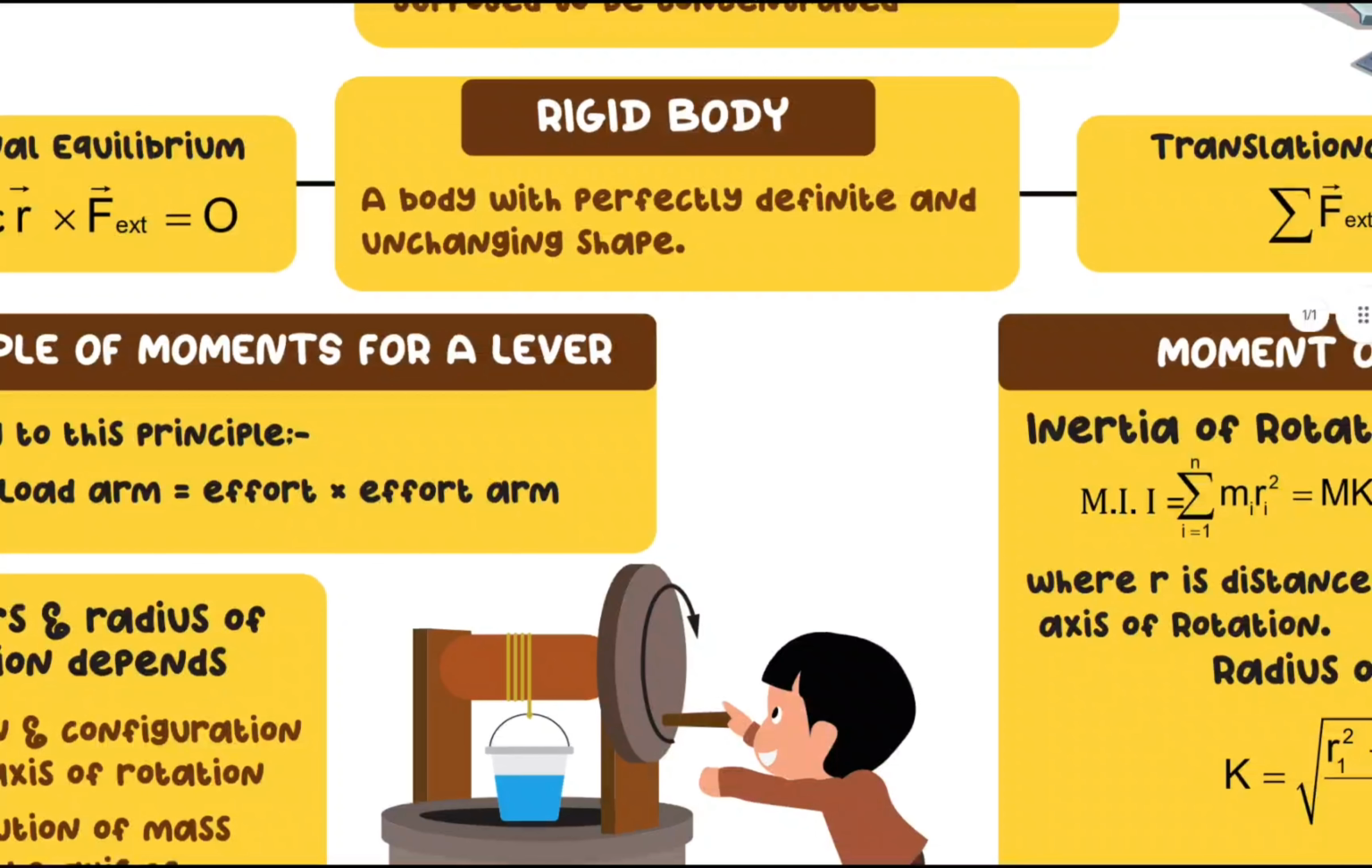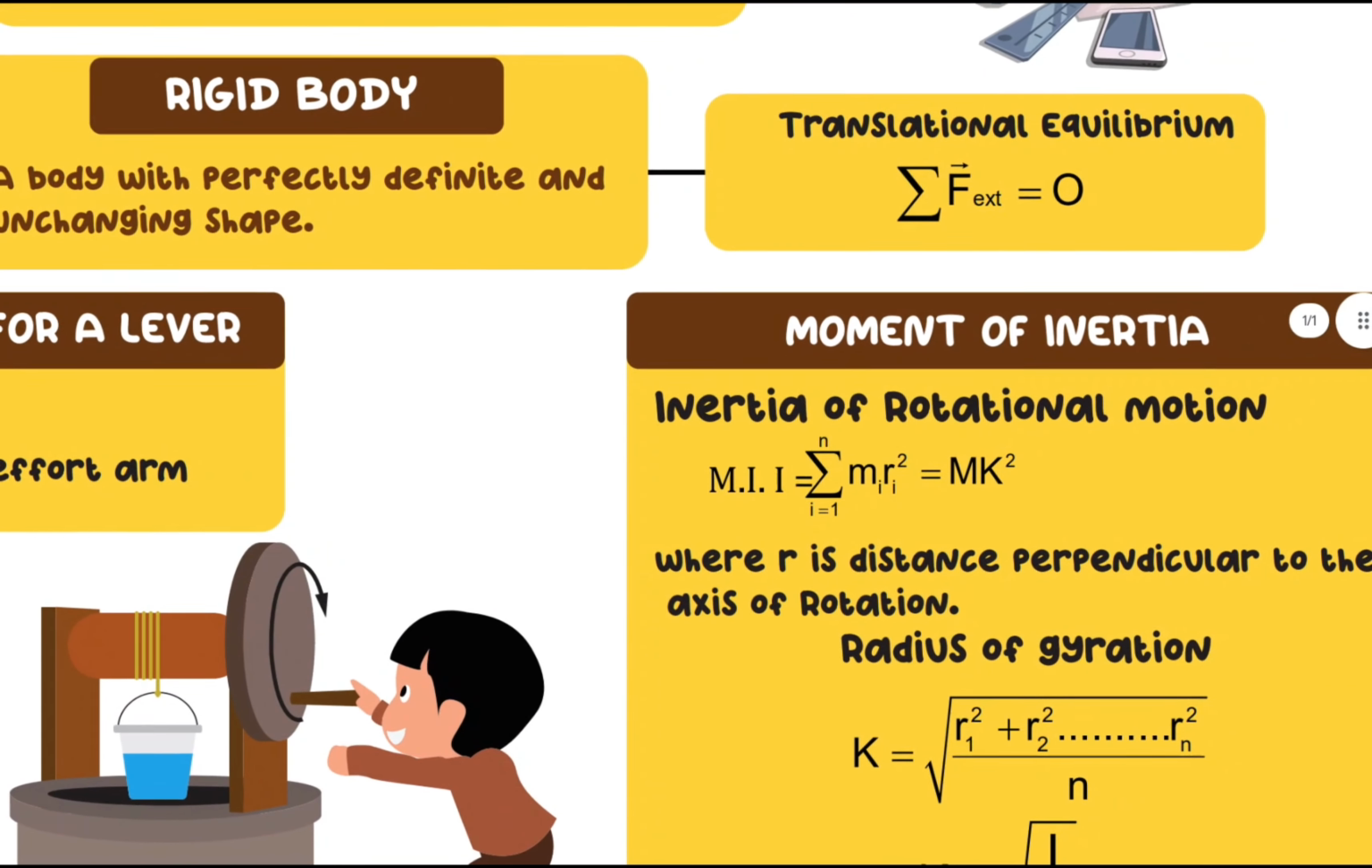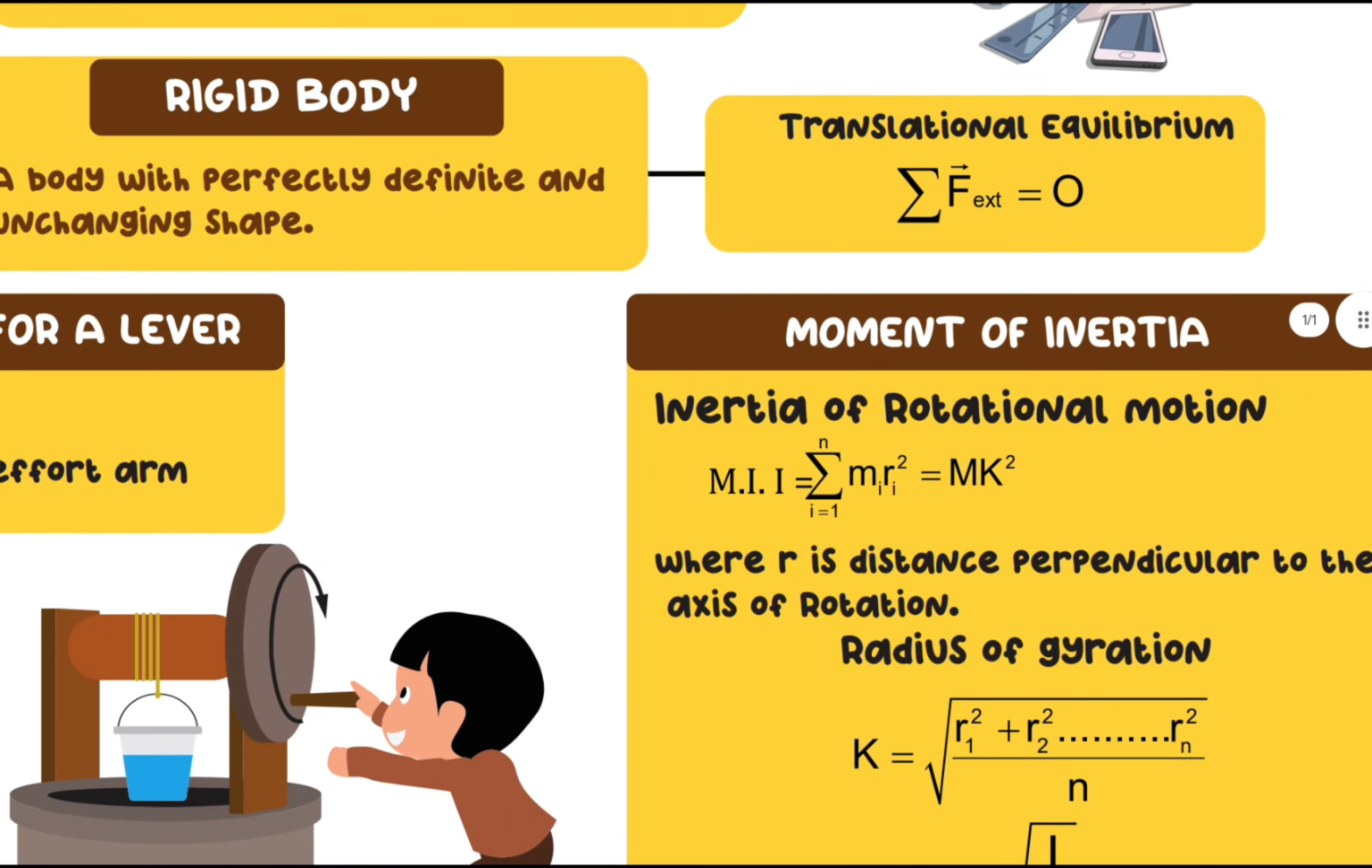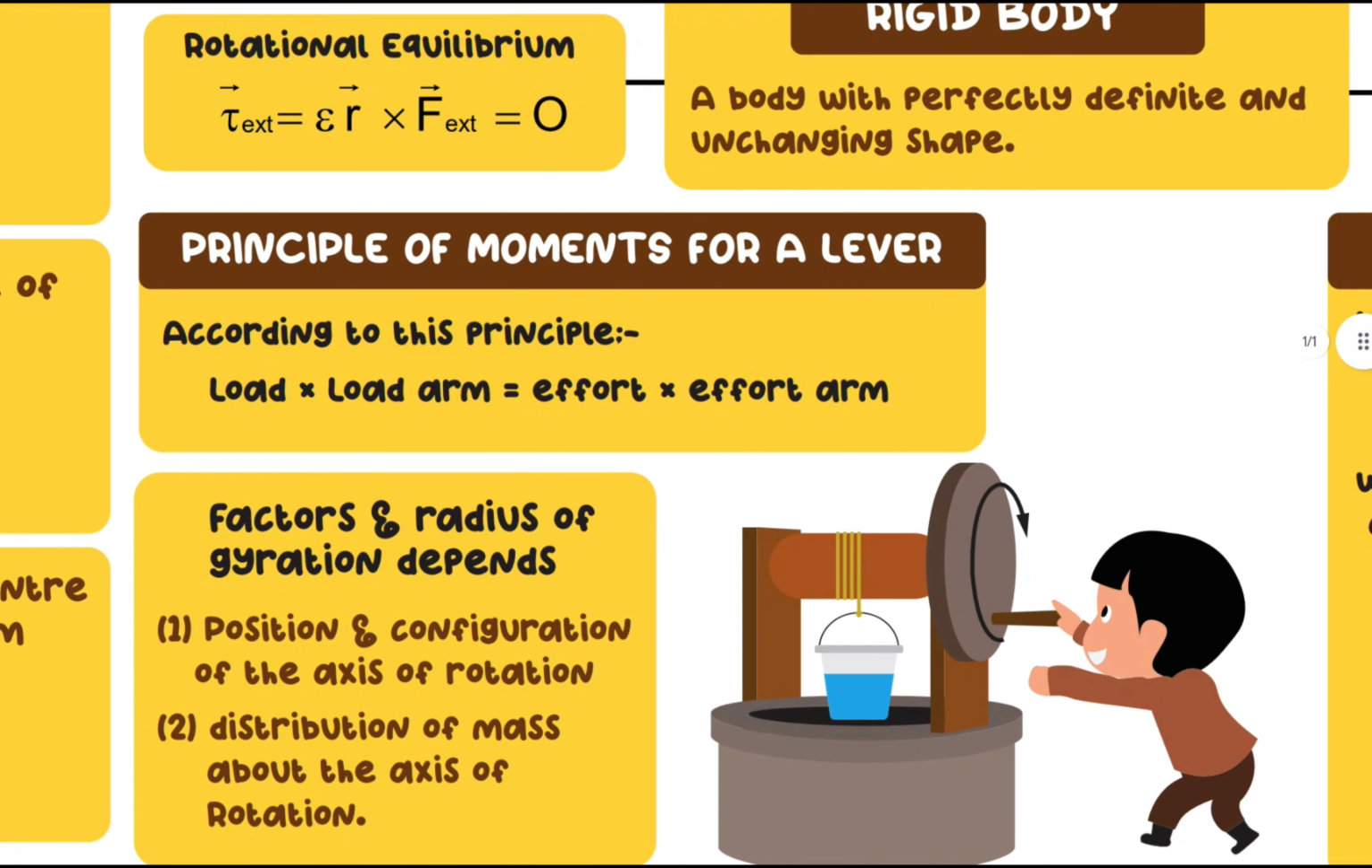Rigid body: a body with perfectly definite and unchanging shape. Translational equilibrium: net external force equal to 0. In rotational equilibrium, external torque, equal to summation of r cross external force, is equal to 0.